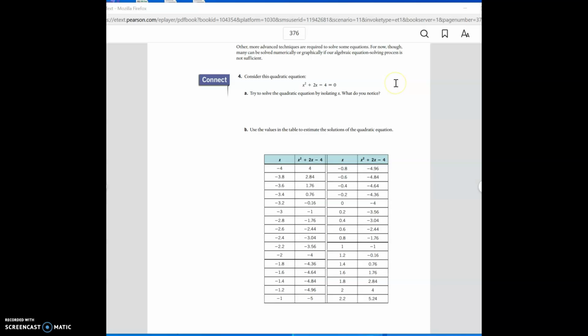So you can't just bring your x's to one side in numbers because you have an x squared and you have 2 x's and you have that minus 4. It's not going to work that way. But notice it's x squared. It has degree 2. So that means there are 2 answers.